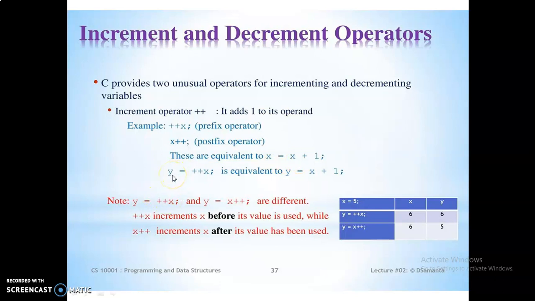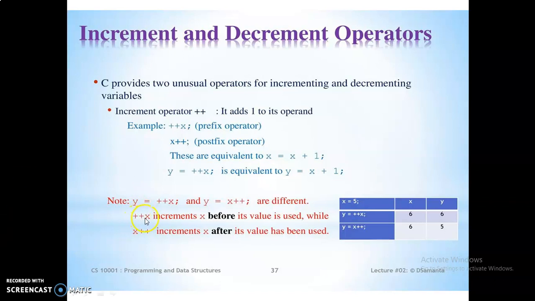Here is another example, y is equal to plus plus x. This is equivalent to y equal to x plus 1. Okay. Here there is some difference while executing this process. For example, if you take plus plus x and x plus plus, they are more or less the same, but in between the processing steps in the stack it takes some differences. Okay, so here in this example I showed you what is the difference between postfix and prefix.